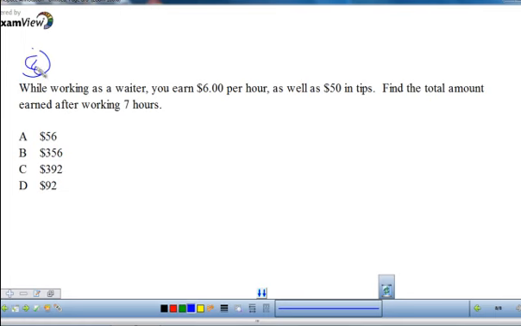Okay, number 8. Working as a waiter, you earn $6 per hour as well as $50 in tip. Find the total amount earned after 7 hours. There are different ways you can do this. You can either write an equation, which would be 6x plus 50, and then substitute 7 for the x.